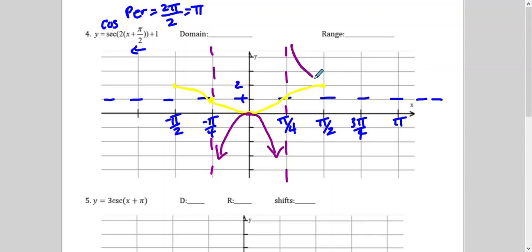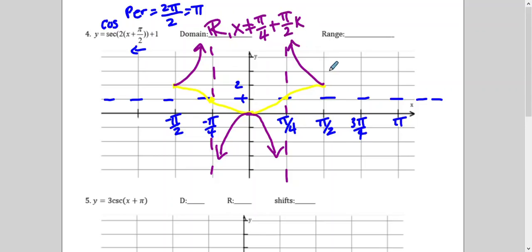This maximum point flips. And you can continue the pattern if you like. Your domain is going to be all real numbers, x does not equal... We have one asymptote at pi over 4 plus the distance between these asymptotes, which is going to be pi over 4 and another pi over 4, which makes 2 pi over 4, which is pi over 2.